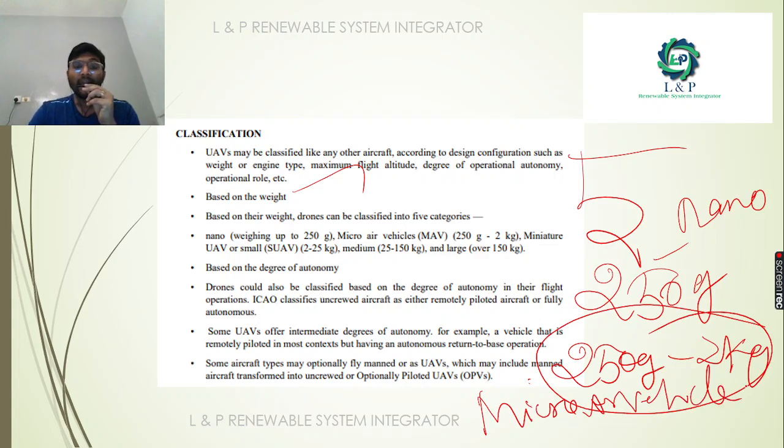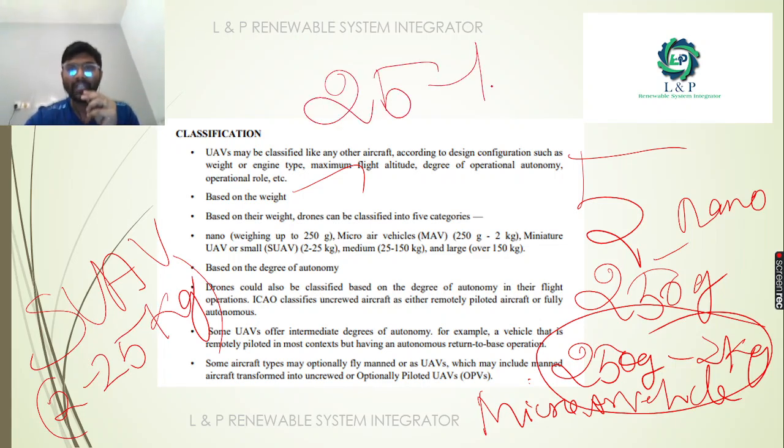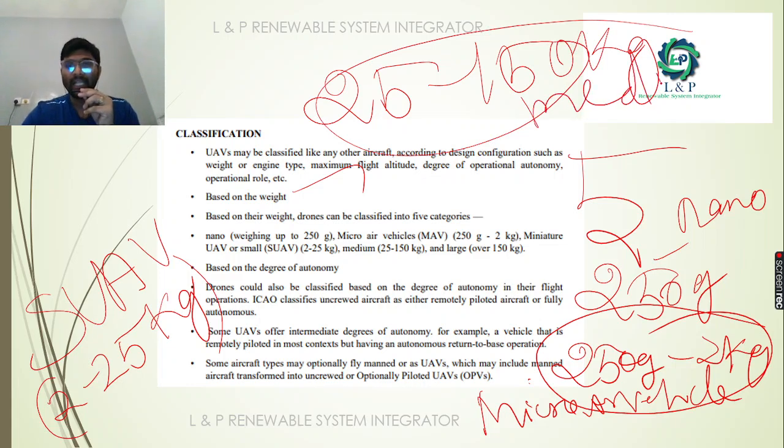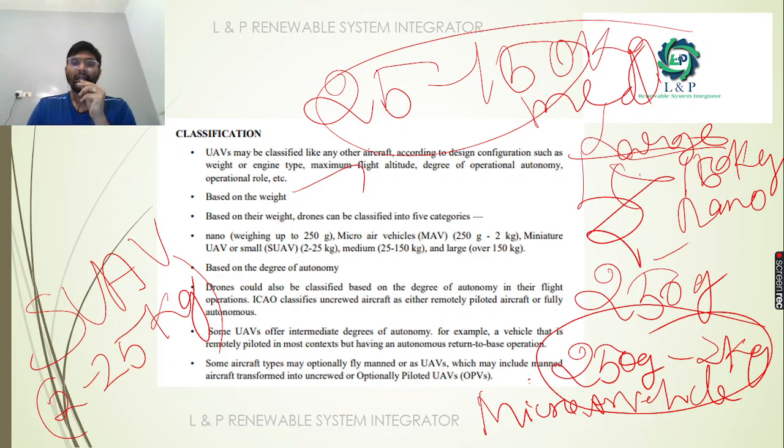Next is the miniature UAV or small UAV, that is small unmanned air vehicle. The weight category for this vehicle will be 2 to 25 kg. And if you're going for a medium range, it will be from 25 to 150 kg. Then the large will be the drone which comes under the category greater than 150 kilograms. If the weight is more than 150 kg, it will come under the large category.